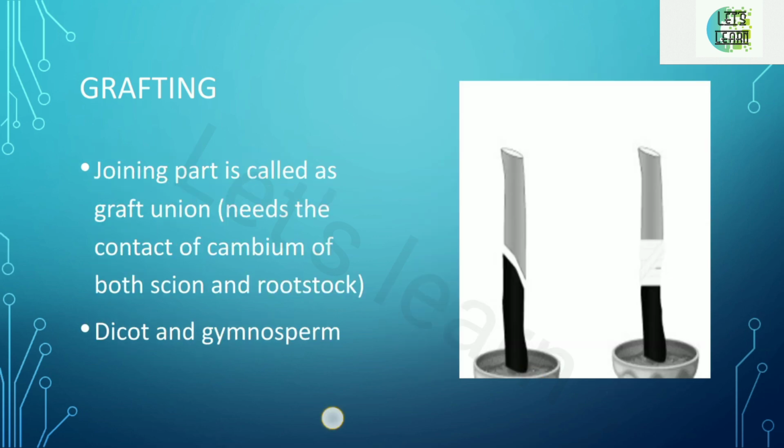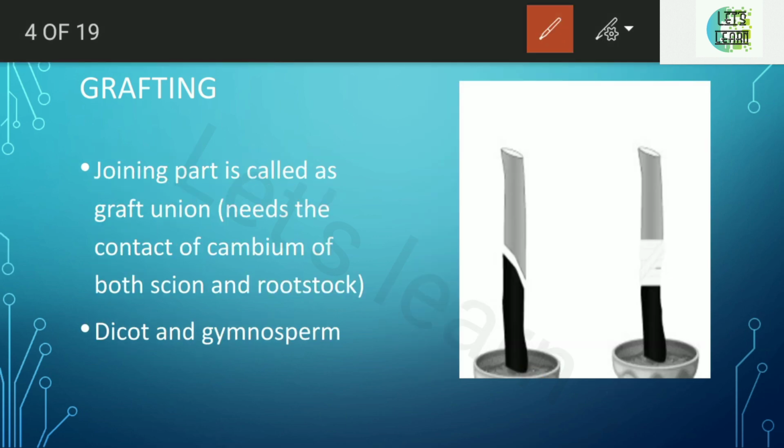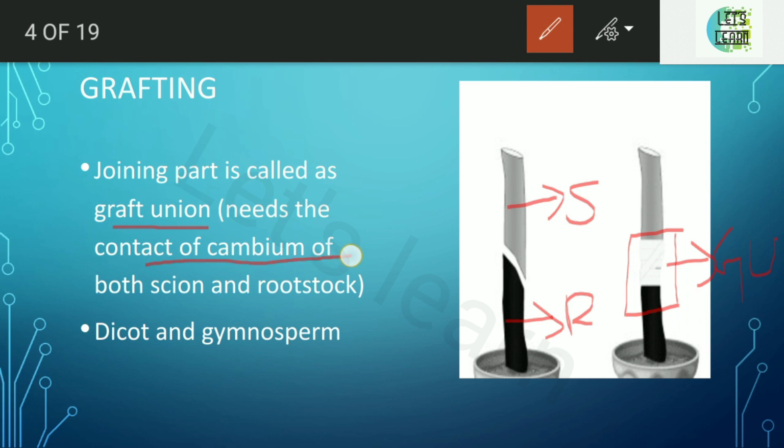Now this joining part is called the graft union. So this is the scion, I think you know, and this is the rootstock. So these two will be joined, right? And this joining part is none other than the graft union. Why are we joining both of these parts? To have contact of the cambium of both the scion and rootstock.